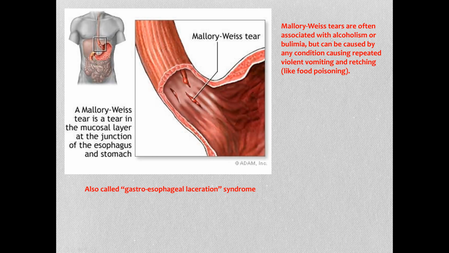But it can be caused by any condition that causes repeated violent vomiting and retching. So even a severe bout of food poisoning can cause this as well. If the bleeding doesn't stop on its own, the tears can be cauterized during an endoscopy procedure.